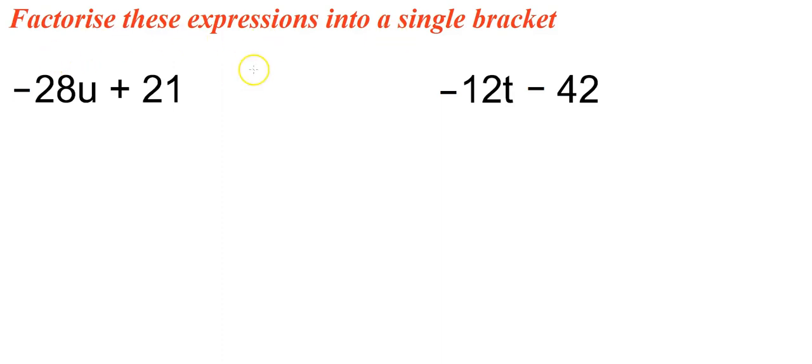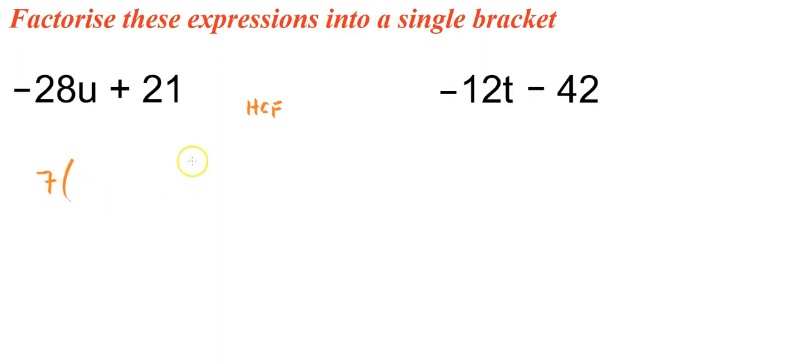Factorize these expressions into a single bracket. So we've got minus 28u plus 21 and minus 12t minus 42. Okay, so the process is similar as before. What we do need to find out to get started is the highest common factor. The highest common factor of 28 and 21 is 7, so we might as well put 7 down.